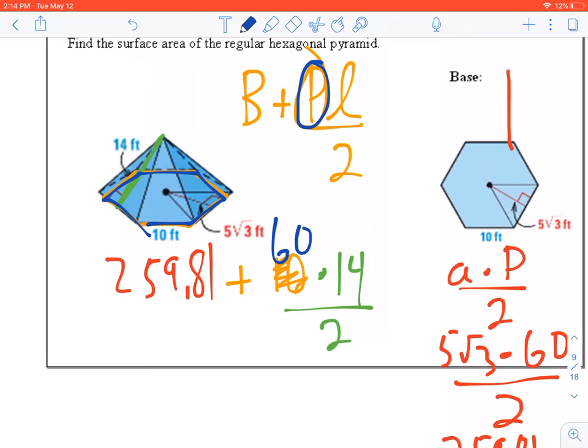So it's 259.81 plus that 60 times 14 divided by 2. 259.81 plus 420, we get 679.81. Looking at your units, it is feet squared.